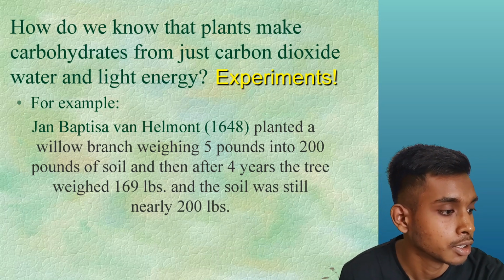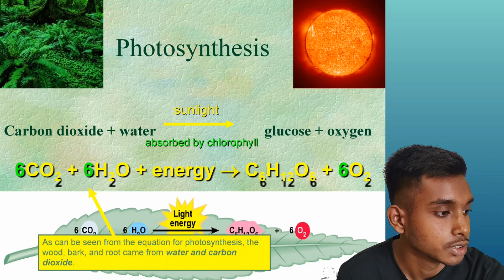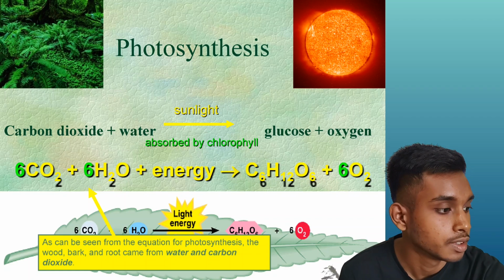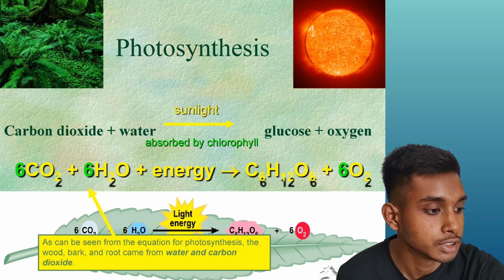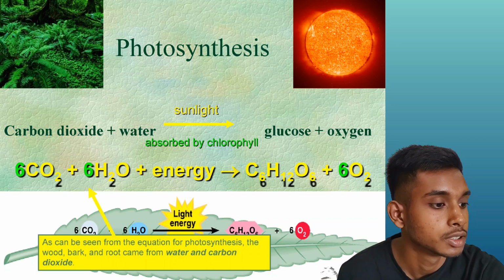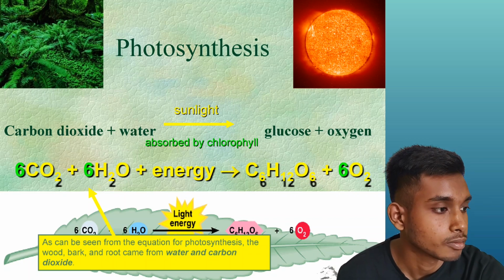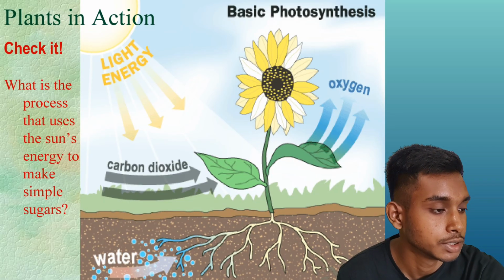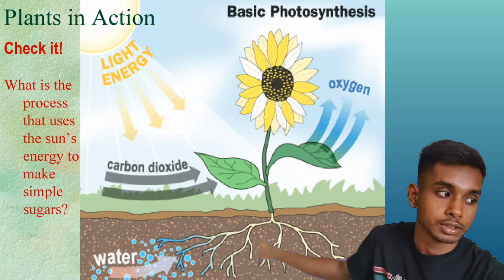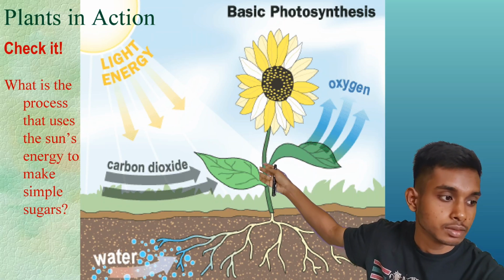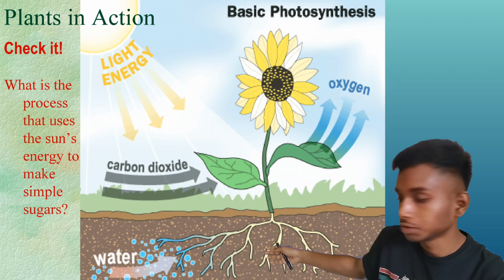Here is an example for that. Photosynthesis chemical reaction is given as 6CO2 plus 6H2O plus energy gives glucose, that is C6H12O6, plus 6O2, absorbed by chlorophyll. Plant in action. Basic photosynthesis representation is given below. It's given as light energy, carbon dioxide and oxygen, and at the bottom is the water.